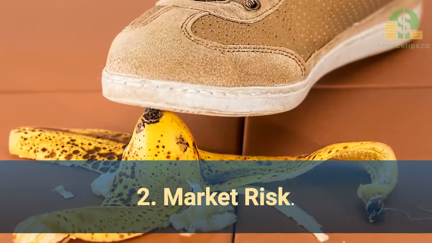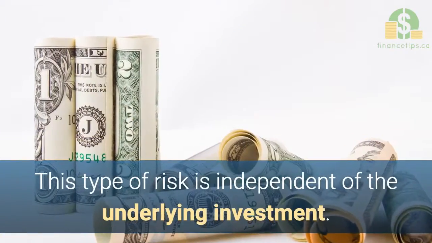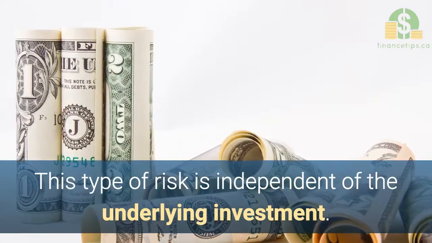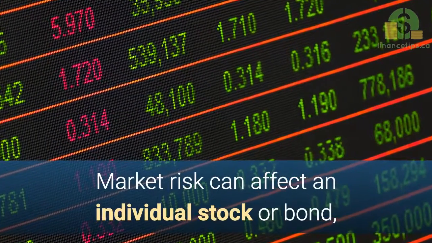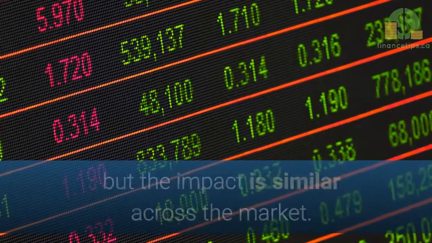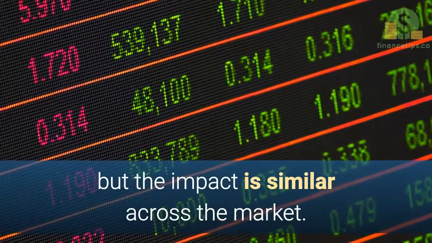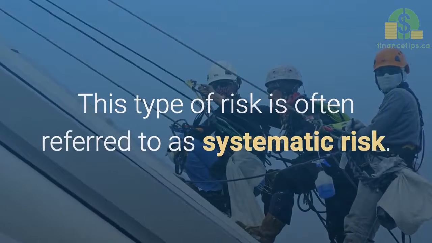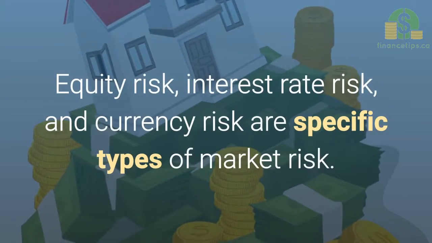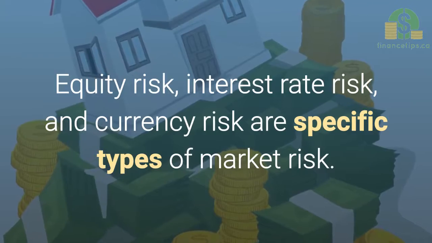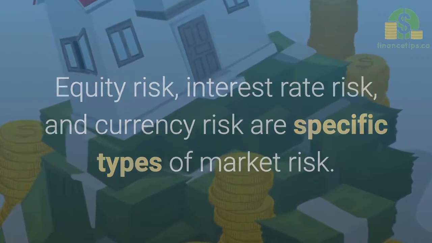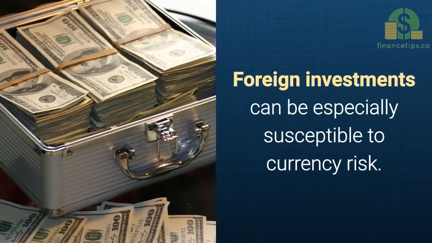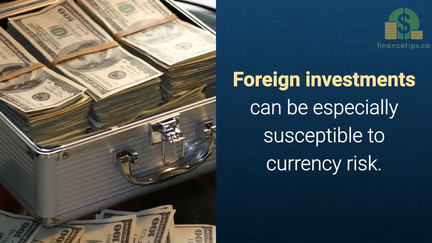2. Market risk. This type of risk is independent of the underlying investment. Market risk can affect an individual stock or bond, but the impact is similar across the market. This type of risk is often referred to as systematic risk. Equity risk, interest rate risk, and currency risk are specific types of market risk. Foreign investments can be especially susceptible to currency risk.